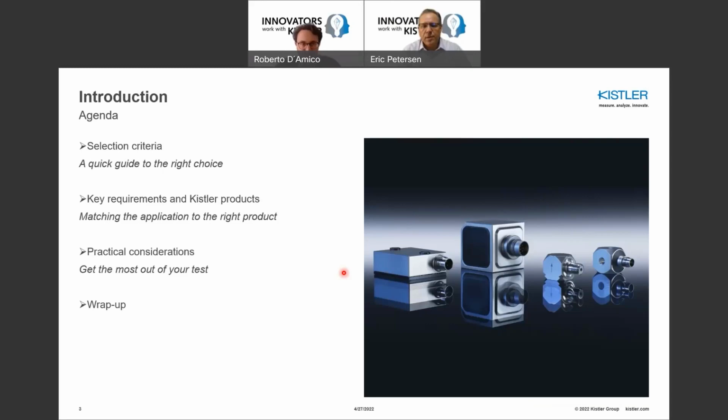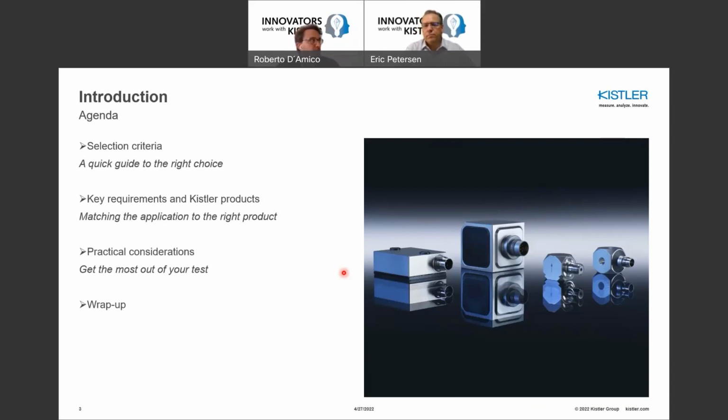Just a quick look at the agenda for today's webinar. We have three main sections here. The first one deals with the selection criteria. It's a quick guide on how to make the right choice of accelerometer for your application. Then I want to give you an overview of the key requirements for automotive applications.